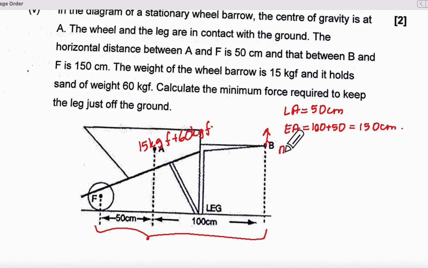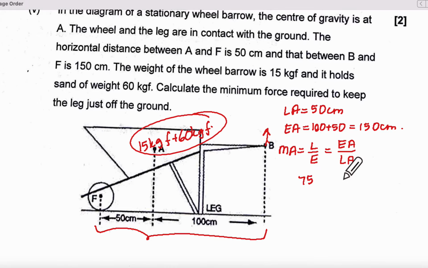Now tell me, mechanical advantage is load upon effort, but if it's a lever, it is also effort arm upon load arm, correct? Load arm same upon... So load is how much? 75 kgf. And how much is the effort? We have to find that. How much is the effort arm? 150 centimeters upon 50 centimeters.